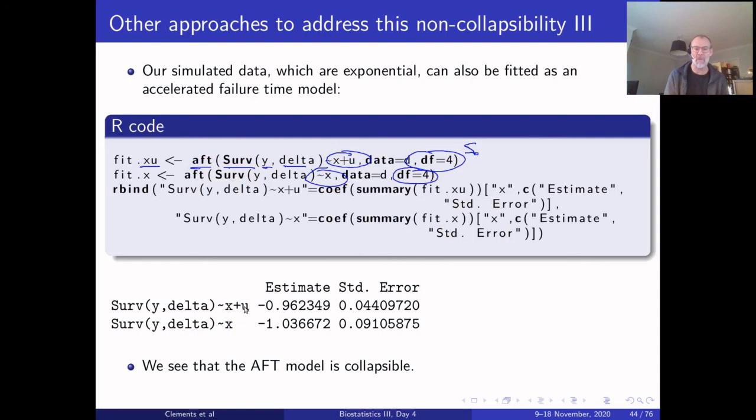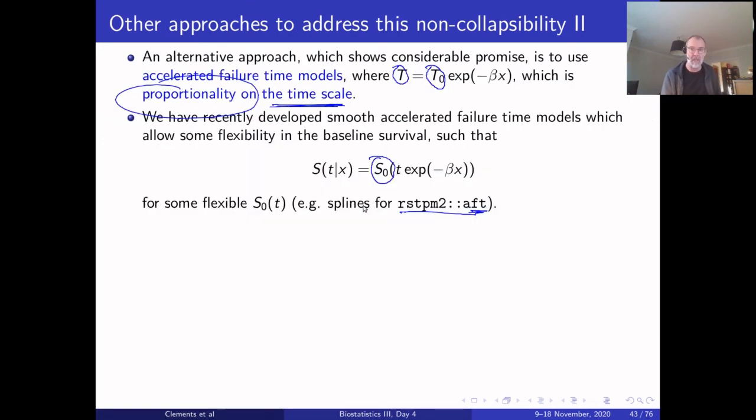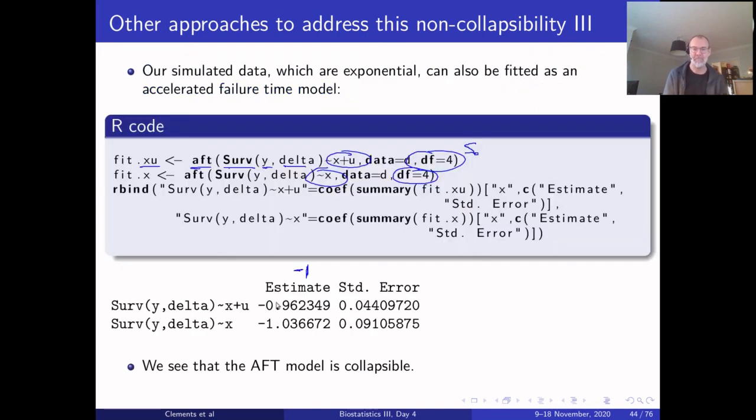And what we find is that when we fit for both variables, this is very, very close to the target, which is -1, because it's minus beta here rather than plus beta. But if we don't fit for the U, which are strongly associated with the outcome but not associated with X, we again get a value which is very close to -1. So that is excellent news. That shows, for this example, collapsibility.